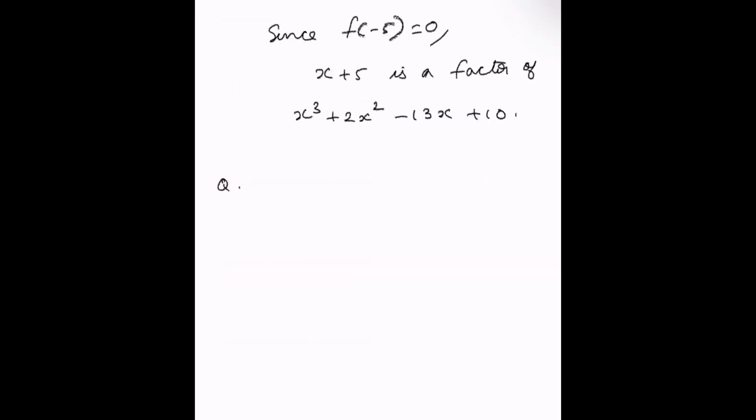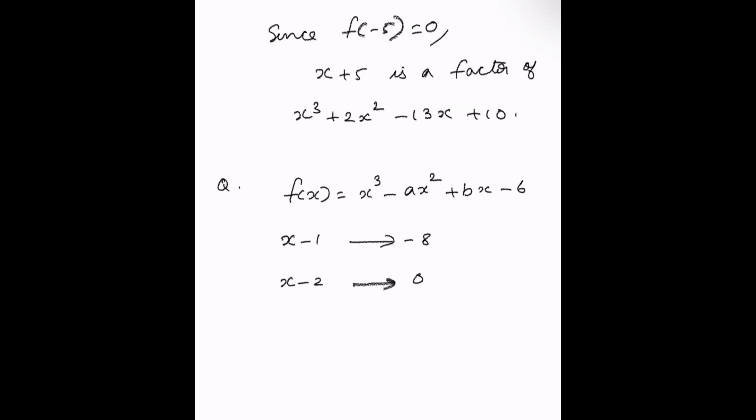We were given a polynomial. The polynomial is f of x is equal to x cube minus ax square plus bx minus 6. It leaves a remainder negative 8 when divided by x minus 1. And x minus 2 is a factor of it. So if it is a factor of it, remainder is going to be 0. Find the values of a and b.